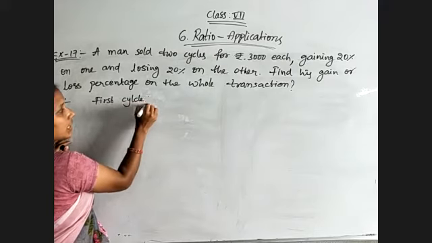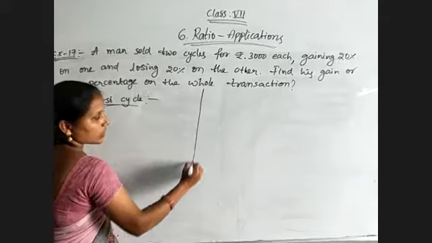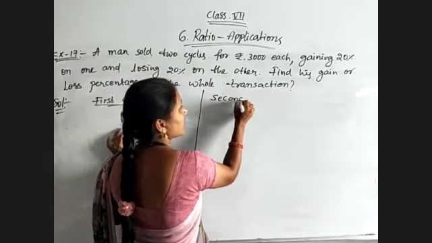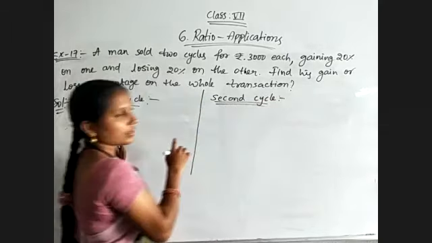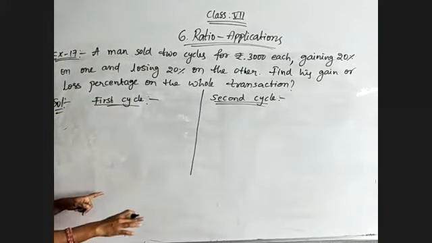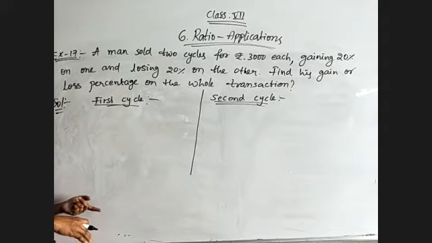On the first cycle, what are the values of CP and SP we will find, and on the second cycle also we will find the same values. After finding CP and SP, we will find out total CP, total SP, then profit or loss. After that, profit percent or loss percent.